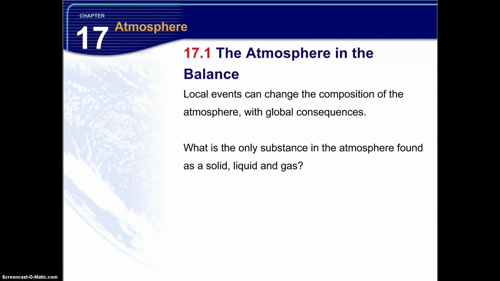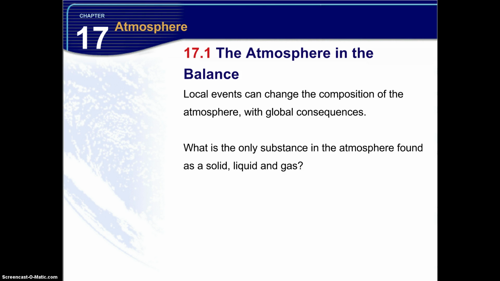Local events can change the composition of the atmosphere with global consequences. There are two main examples. First is a violent eruption. A volcanic eruption might take place in one location. Huge amounts of gas and dust are thrown up into the atmosphere. They move from one place to another, affecting other climates, and has global consequences.